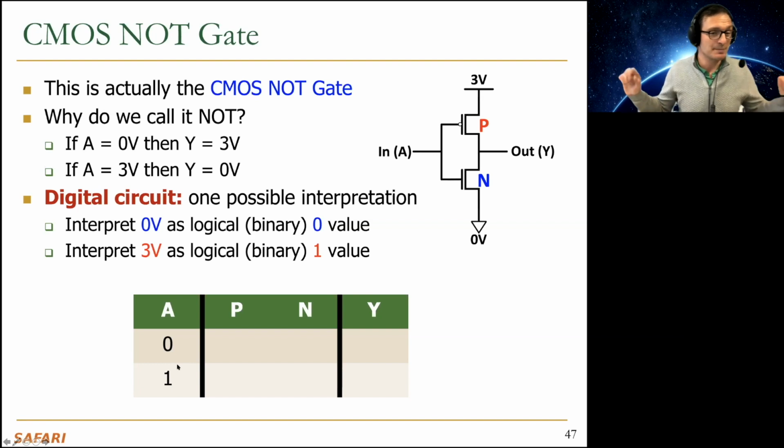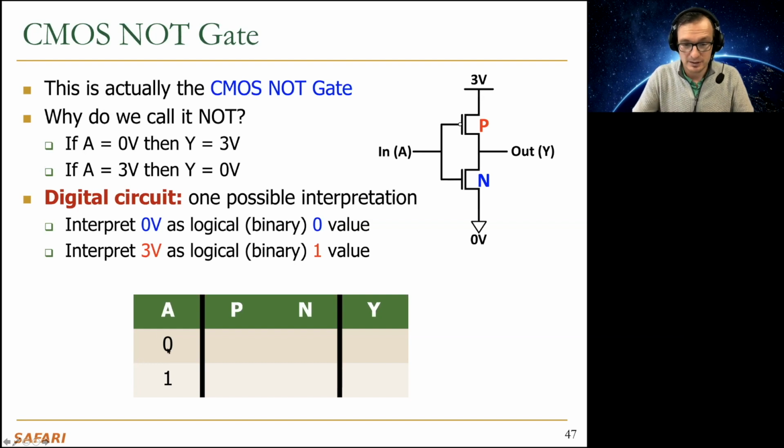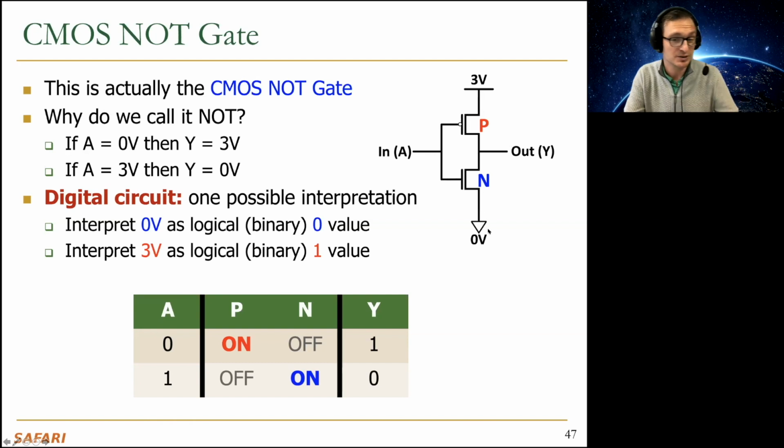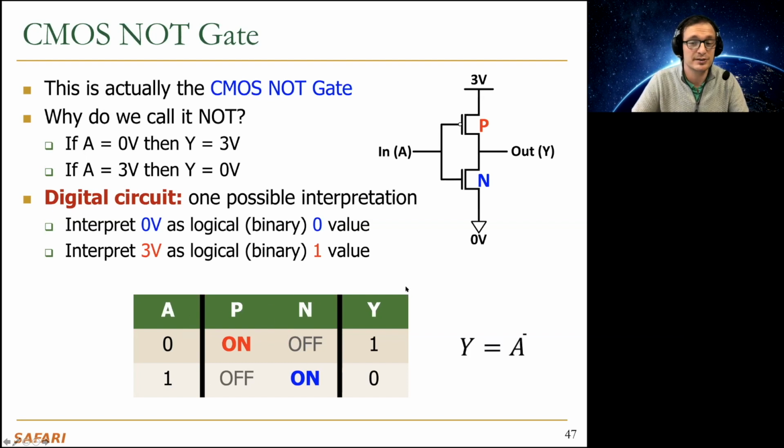Basically, this is our digital abstraction. We cannot have any other values, 0 or 1. And if the input is 0, our output will be 1 because p-type transistor will pull up the output. If the input is 1, our output will be 0 because the n-type transistor will pull down the output. And this is our truth table. Basically, you can ignore the p and n over here, but this is a simple truth table for an inverter. Y equals A complement.